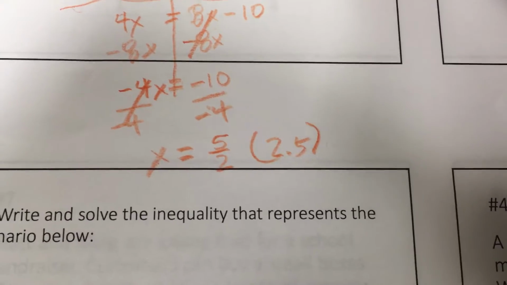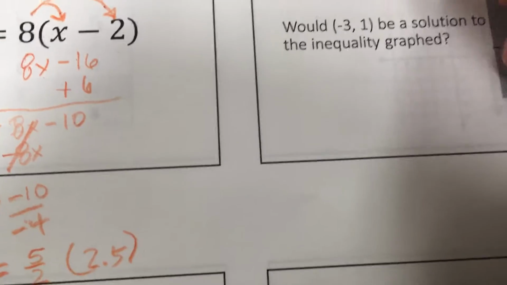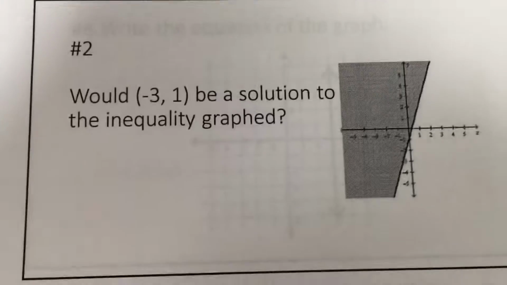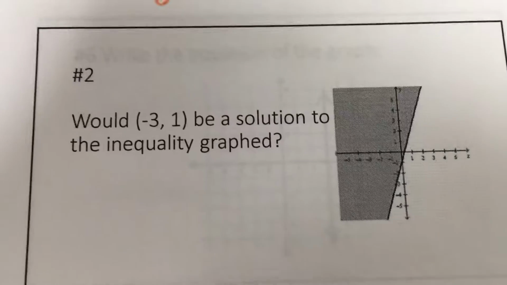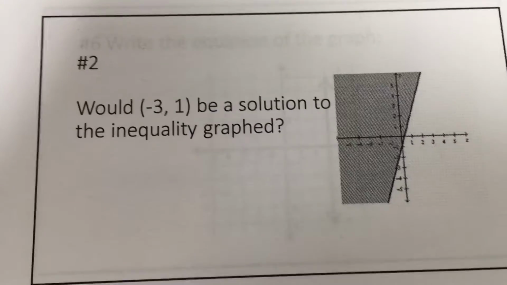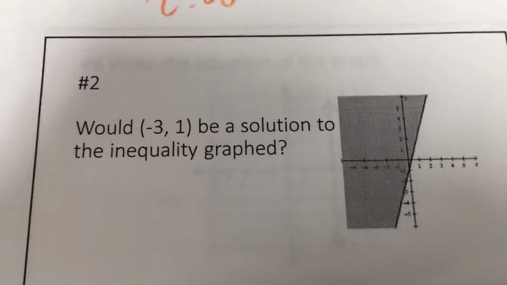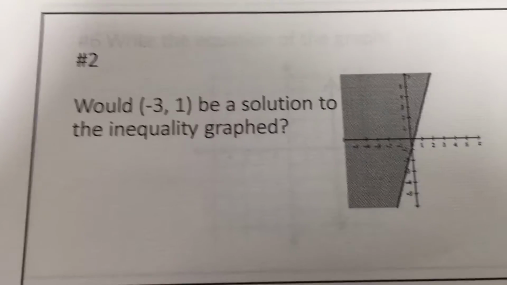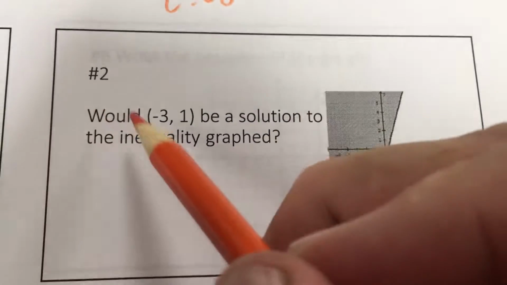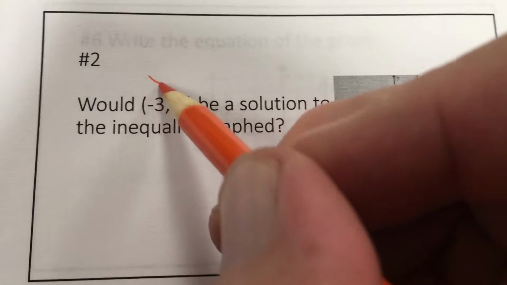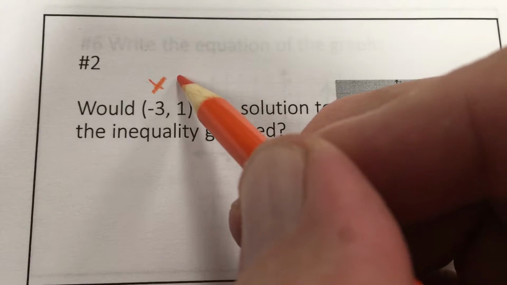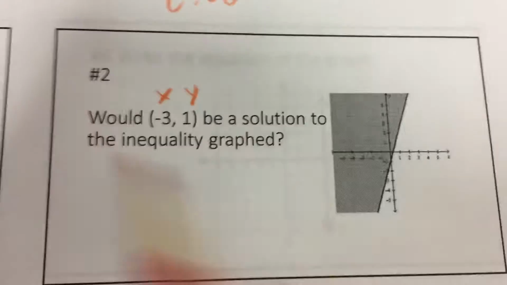Number 2. Would the point negative 3, 1 be a solution to the inequality graph? Well, we know that we find solutions in the shaded area of a graph. So we need to find out where this point exactly is. The first coordinate is always our x. The second coordinate is always our y.